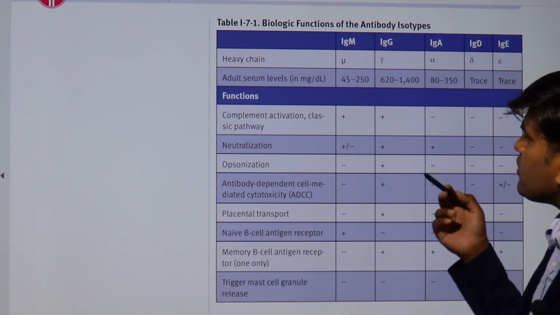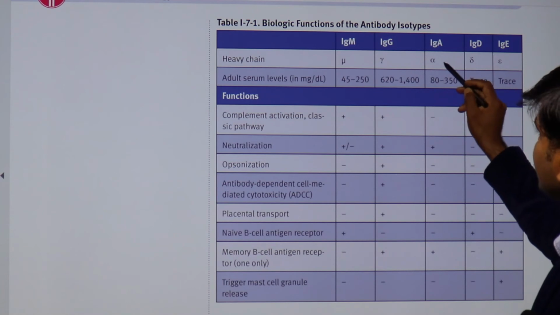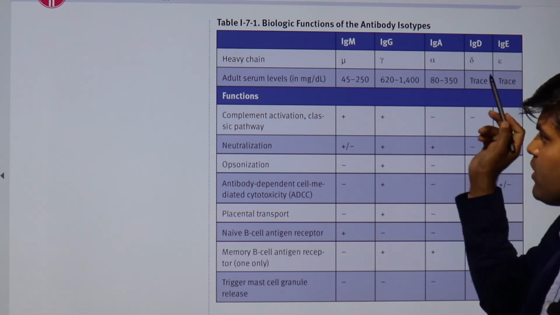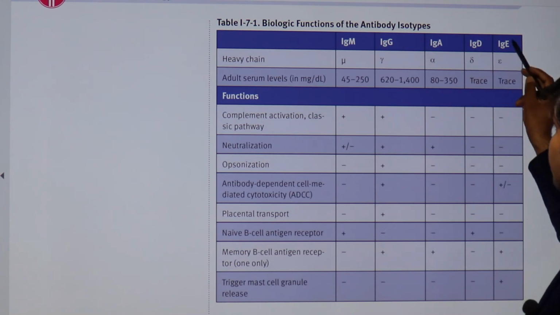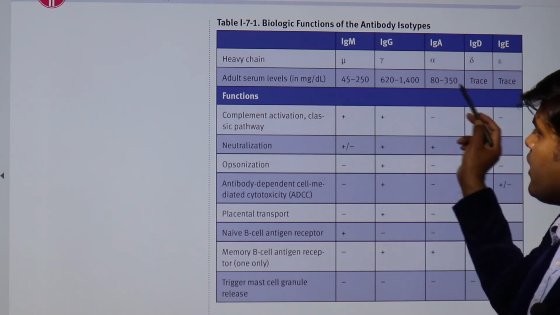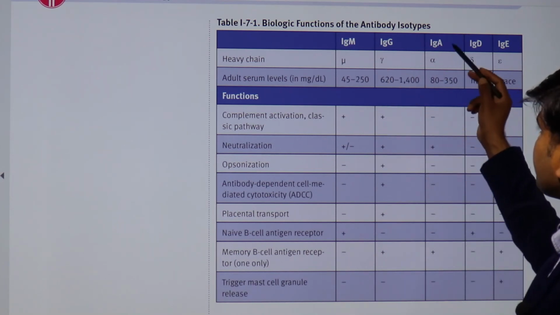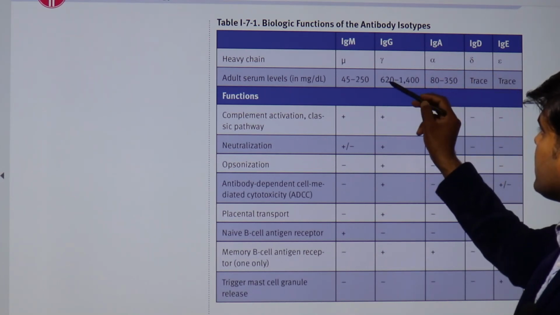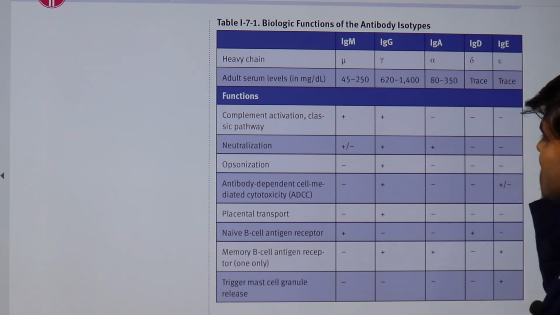Talking about the biological functions, we have IgM, G, A, D, and E. These are the 5 types. Among them, mu for IgM, gamma for G, alpha for A, delta for D, and epsilon for E. The antibody levels are less than 250 for IgM, less than 350 for IgA, and double that, 600 to 1400, for IgG, and there are trace amounts of D and E.